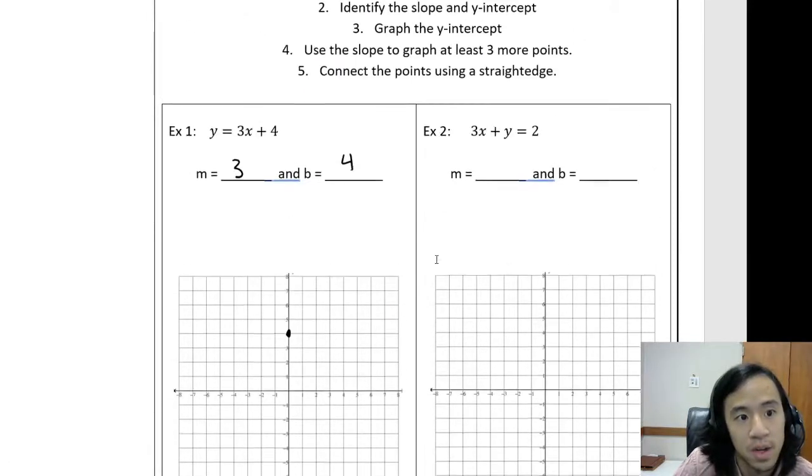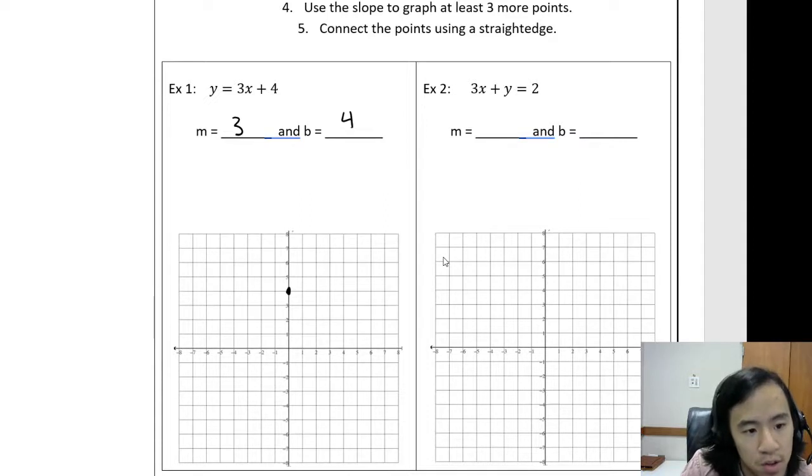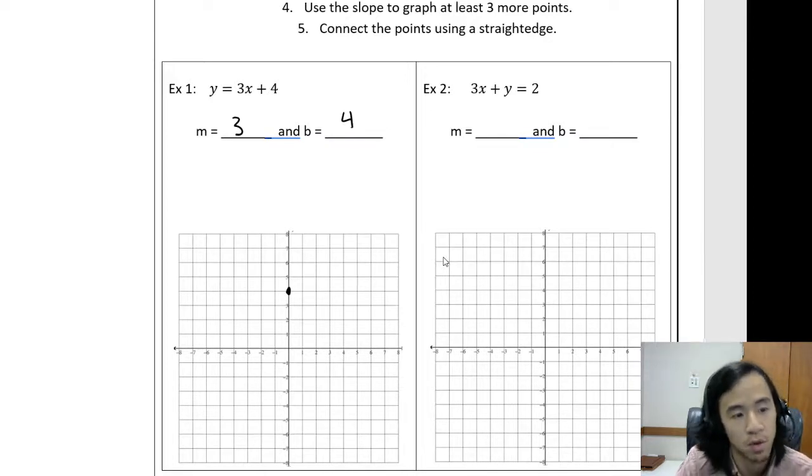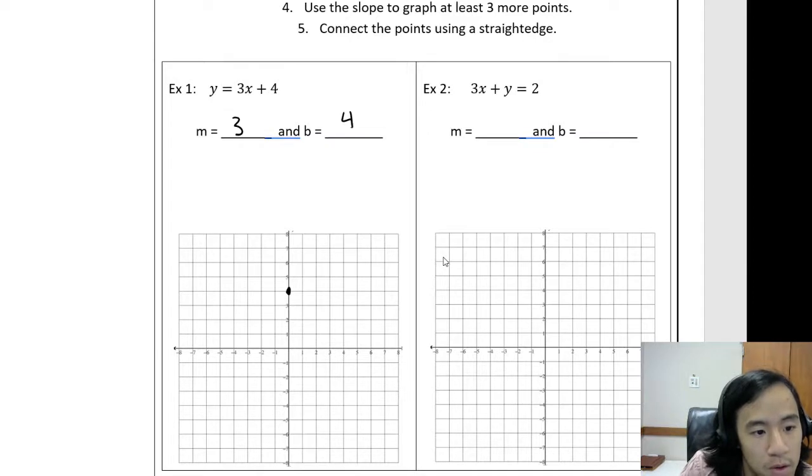And now I'm going to graph just 2 more points. I'm going to go up 3 over 1. So that's what my slope is. It's up 3 over 1. 1, 2, 3, 1. And then I'm going to go down 3 and left 1. So 1, 2, 3, and left 1. Remember the slope is rise over run. So if my slope is 3, then for every 3 I rise, I'm going to run 1 because it's 3 over 1.